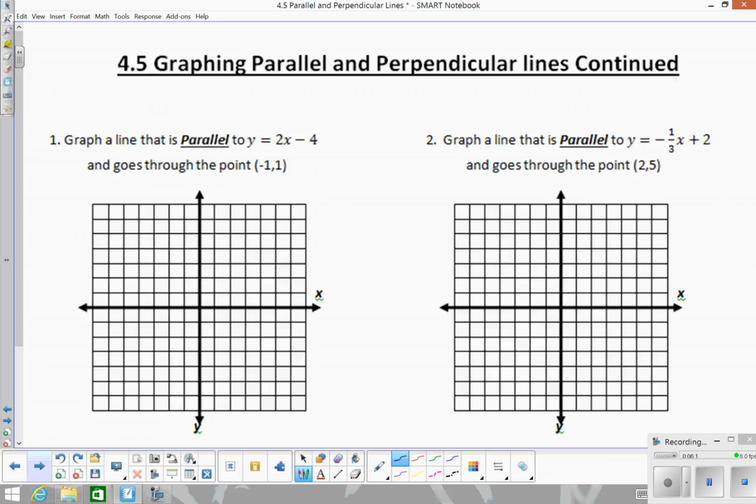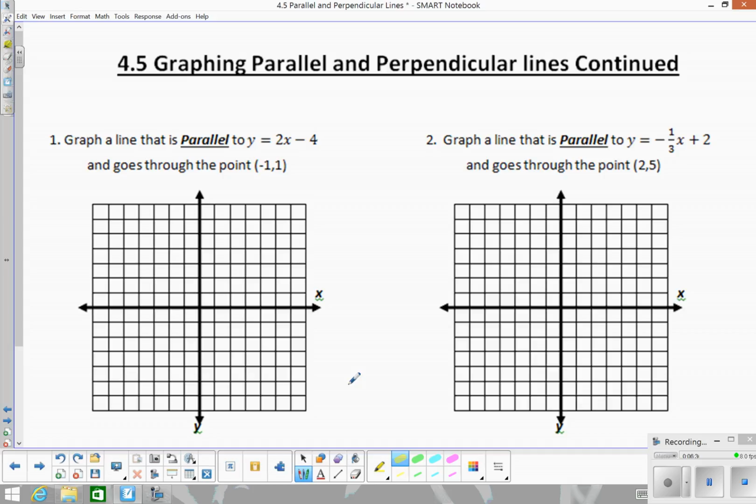Okay, so now this is where it gets a little bit trickier. So now I want to create a specific parallel or perpendicular line. I'm going to give you a line, and then I want you to construct a line that is parallel or perpendicular that goes through a given point. So we're going to follow some specific steps.